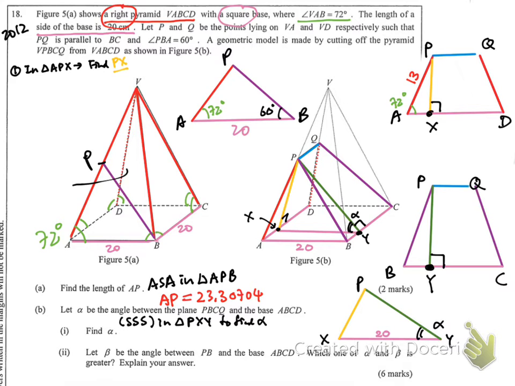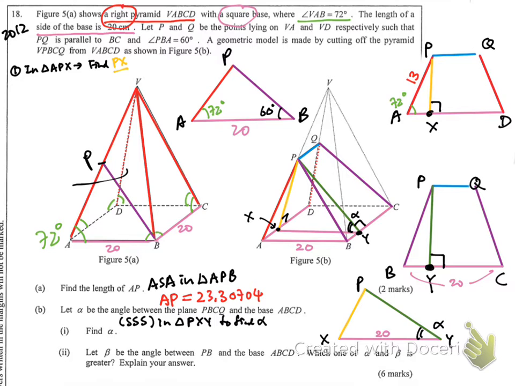Now all we need to do is find PY. PY will be over here, right? The green line. Now the green line is challenging because we have very little idea about this PQBC trapezium. Perhaps we know BC. BC is 20, right? But that's all.